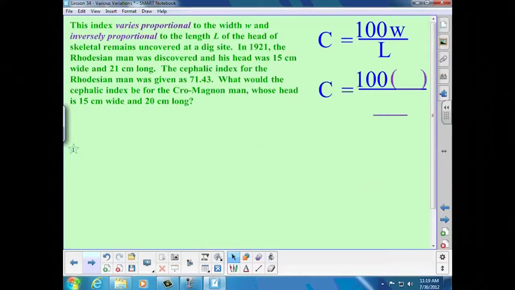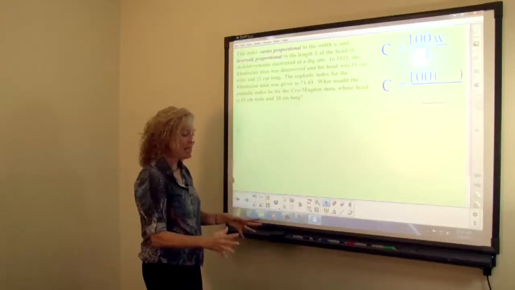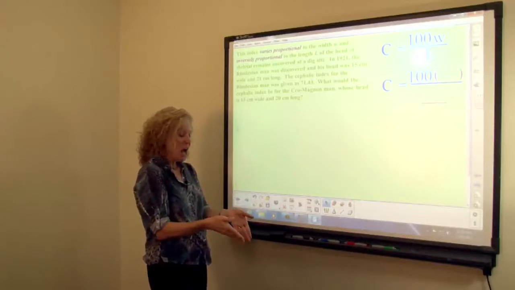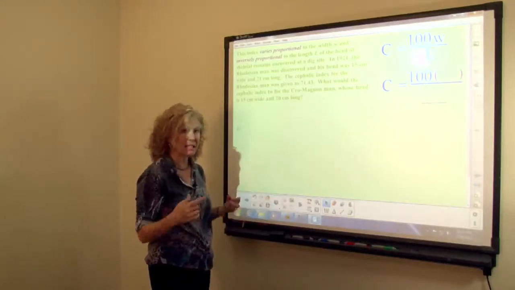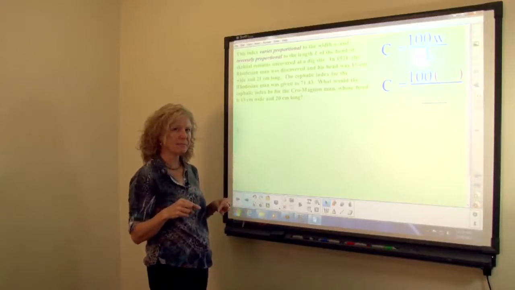So now I can put the 100 in place of my K value, and I have a working equation in order to find my cephalic index. So that if I happen to dig up a new skull, I measure the width, I measure the length, plug it in, and I can get my cephalic index.